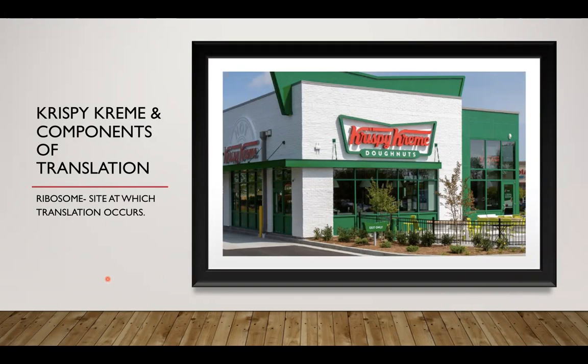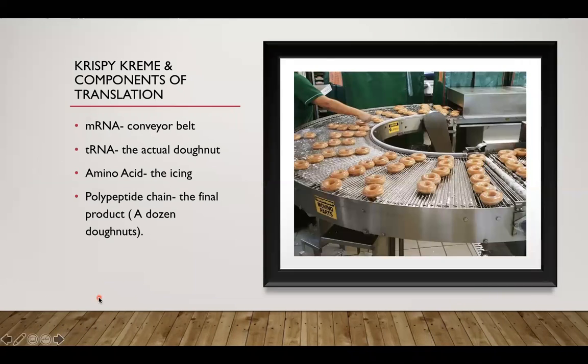I consider myself a donut connoisseur, and we all know that Krispy Kreme has the best donuts around. And in a way, translation is like a Krispy Kreme. The ribosome is the site at which translation occurs. So the store is going to be like our ribosome. Then we have our mRNA, also known as messenger RNA, which will be like our conveyor belt that the donuts will eventually ride on throughout the process.